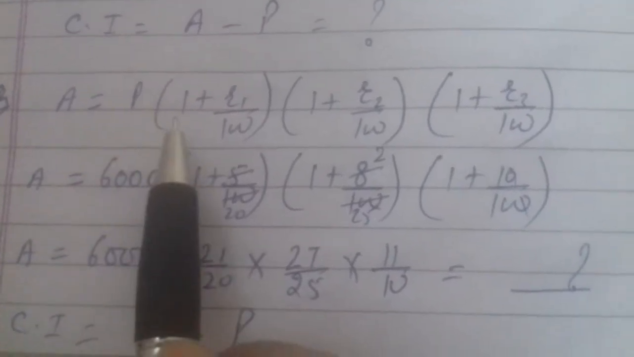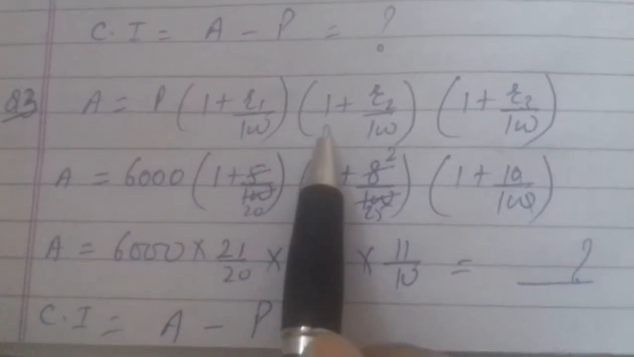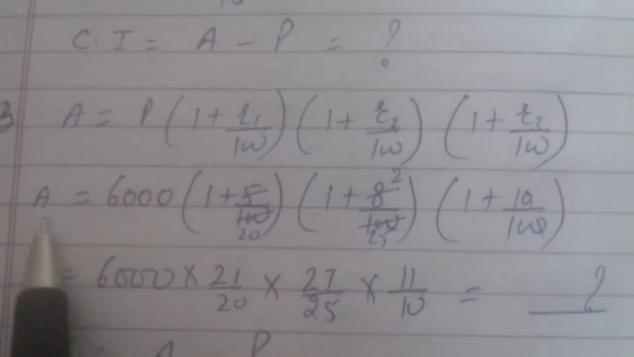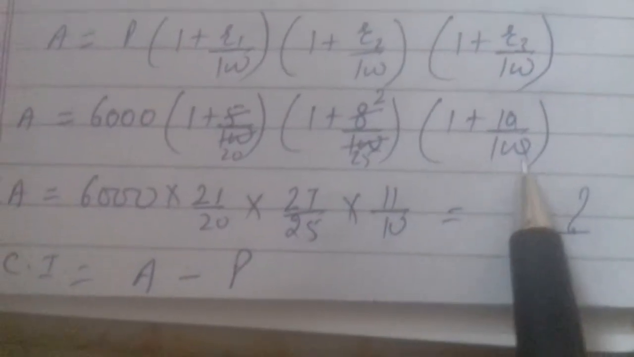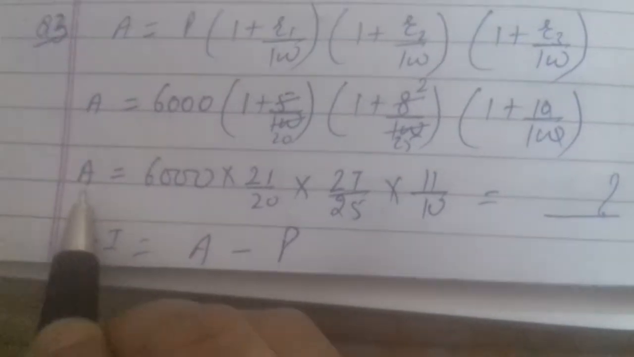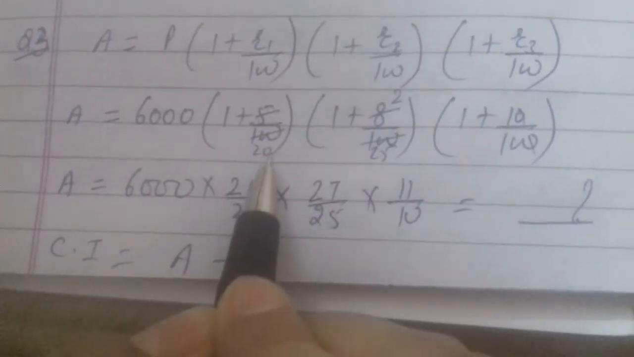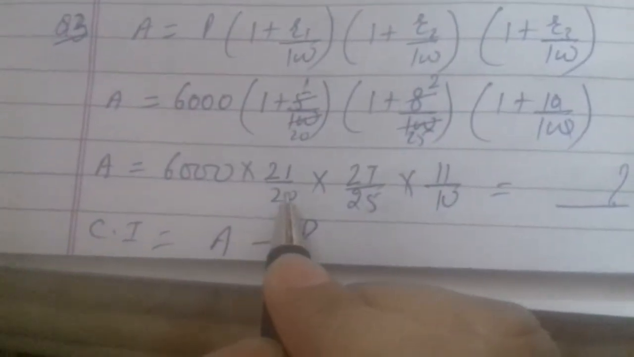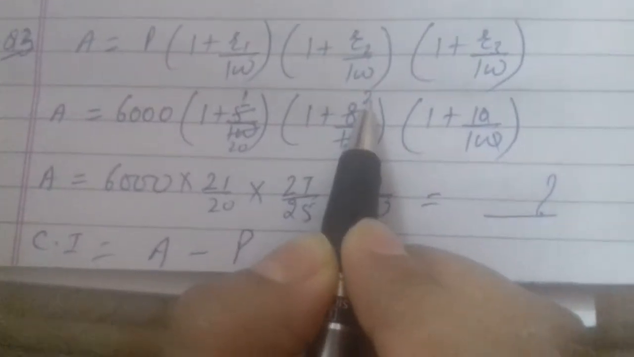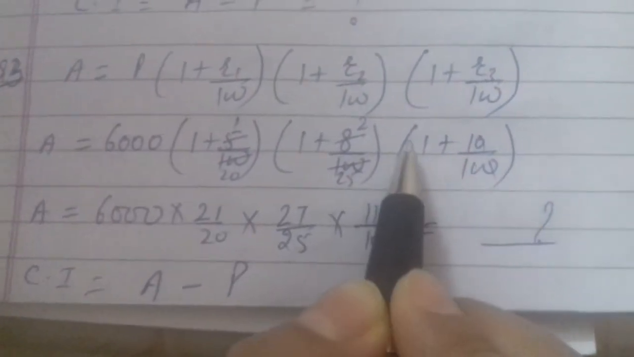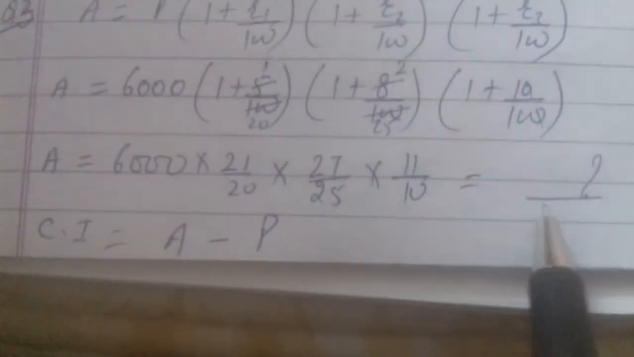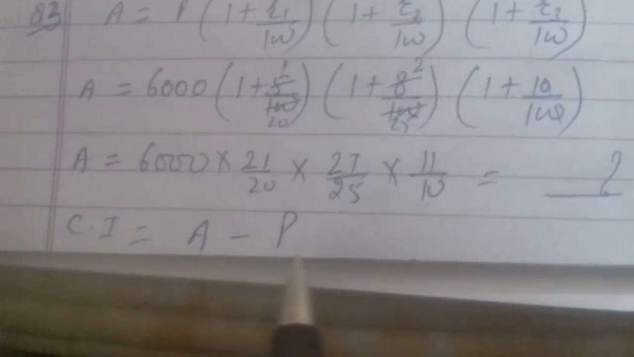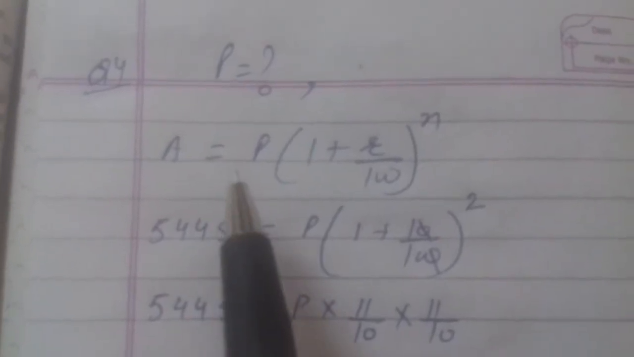Amount is equal to P into 1 plus, this is the rate of first year, 1 plus rate of second year by 100, 1 plus rate of third year by 100. So all the values are given to you. Look here, you have to put the values. Then you will obtain amount is equal to 6,000. Here I have done cuttings. When you will take LCM, it will become 20 plus 1, 21 by 20. Here you will get 25 plus 2, 27 by 25. Here you will get 10 plus 1, 11 by 10. So calculations you can do yourself. After that, compound interest, how to find out? Amount minus principal.